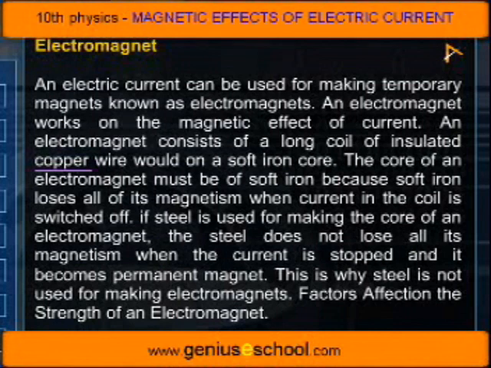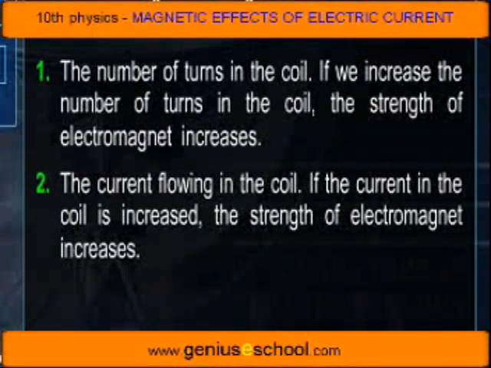Factors affecting the strength of an electromagnet. The number of turns in the coil. If we increase the number of turns in the coil, the strength of the electromagnet increases. The current flowing in the coil. If the current in the coil is increased, the strength of the electromagnet increases.